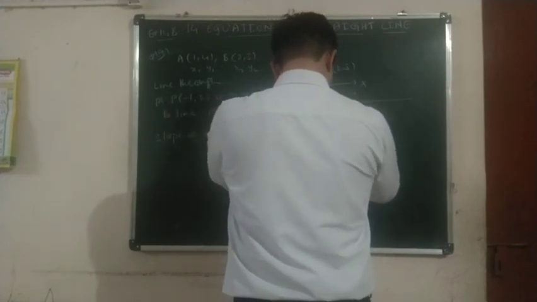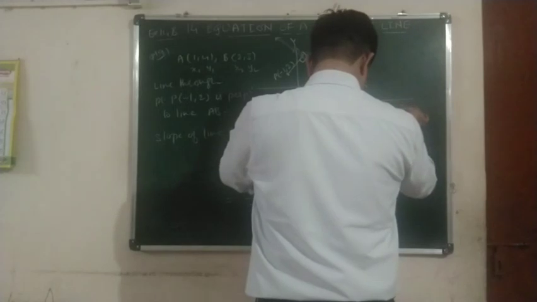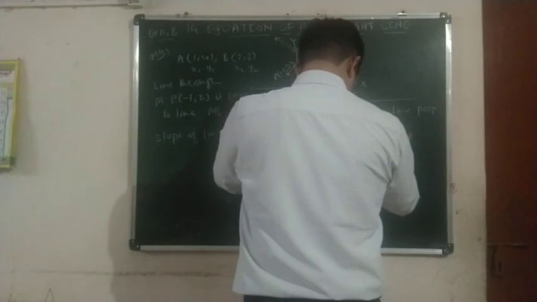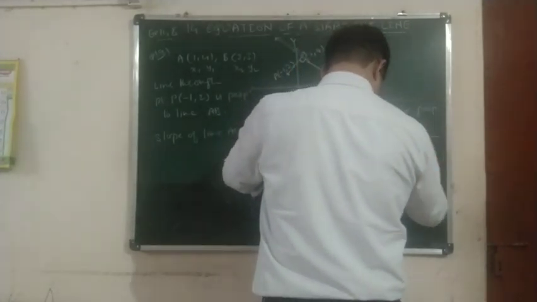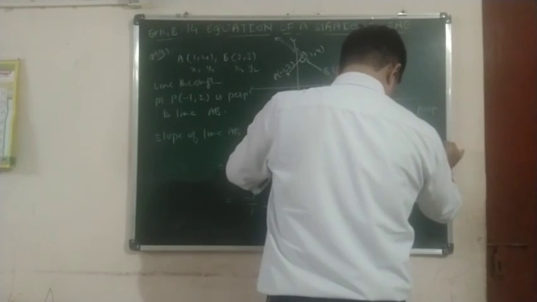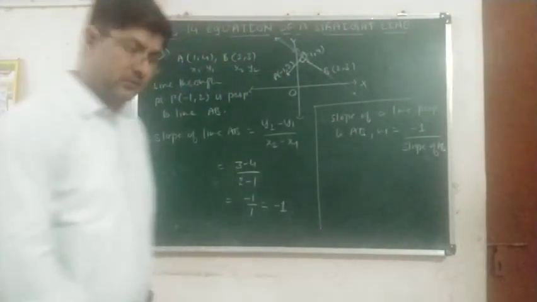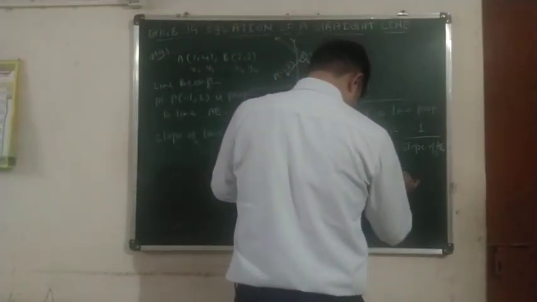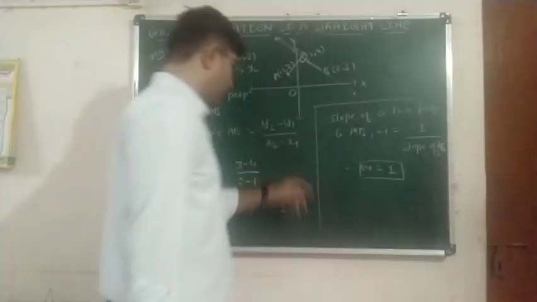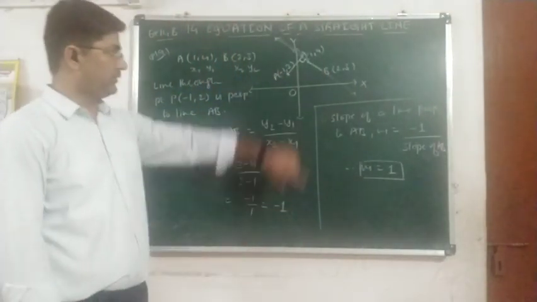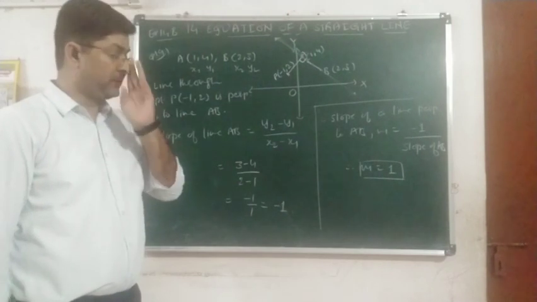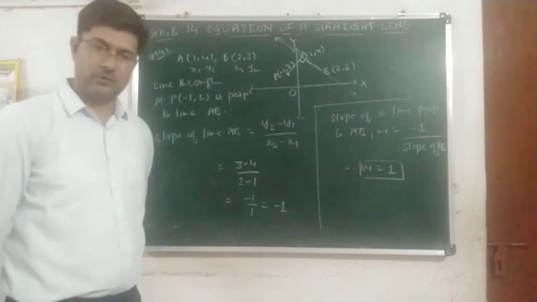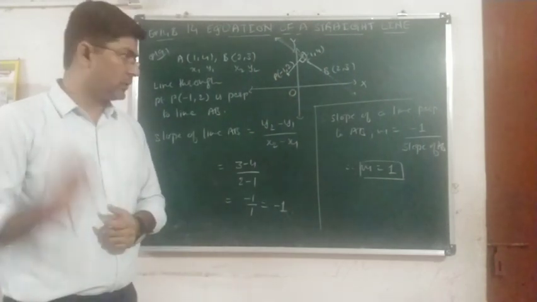Now the slope of a line which is perpendicular to AB, denoted by m, will be given by -1 upon the slope of AB. Yes or no? Negative reciprocal we will take. So what will be the negative reciprocal of -1? That will be 1 only. So we got the slope of a line which is perpendicular to AB, the line passing through P. So now we have a slope, and we are already given a point P having coordinates -1 comma 2. So now we will use the point slope formula.